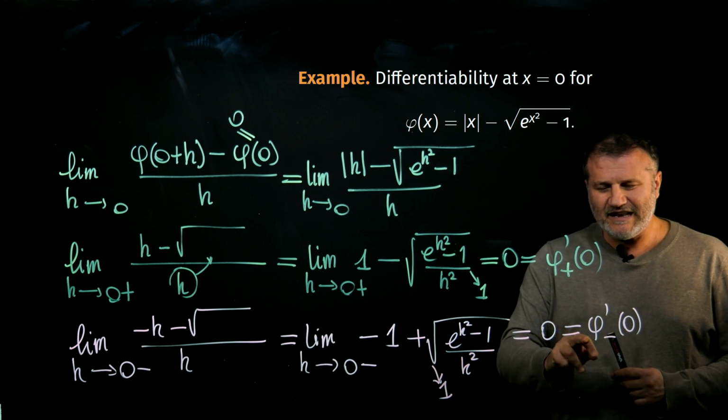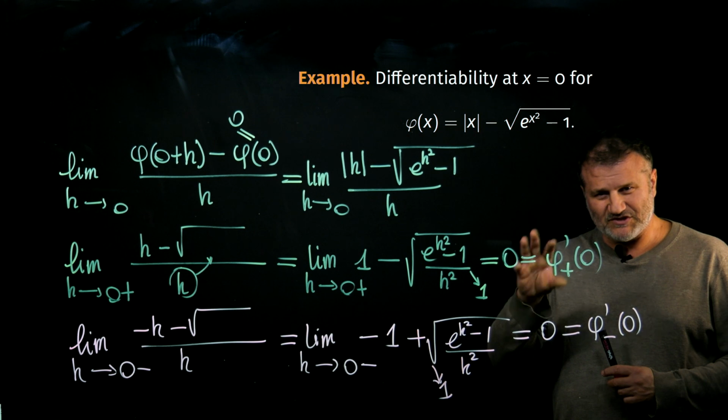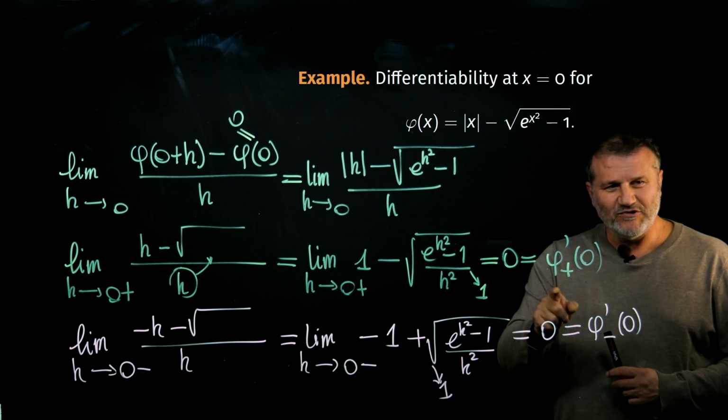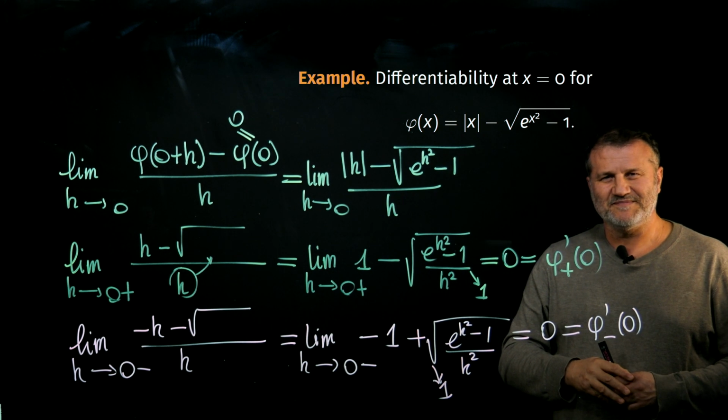Conclusion: since the left and the right limit both exist and are equal to the same value, 0, this means that the full derivative of the function exists, and it is equal to 0. In short, if the rules do not apply, don't panic. We always have the definition. Great. Now it's your turn.